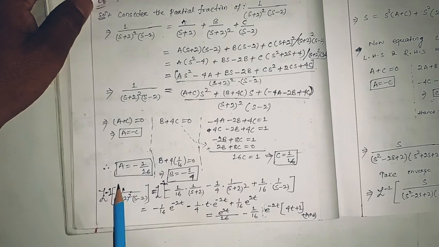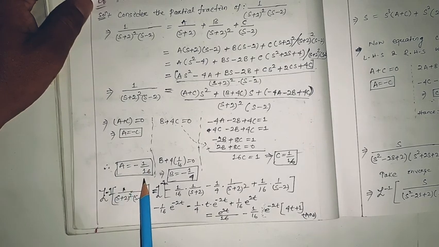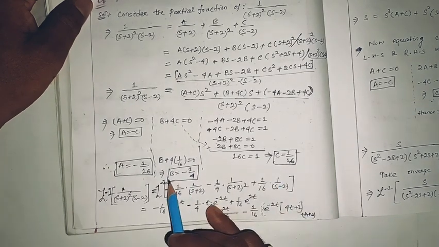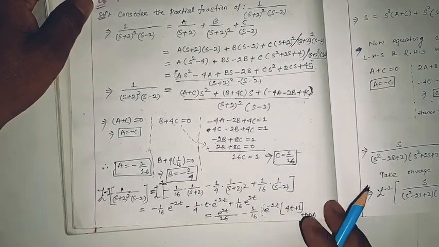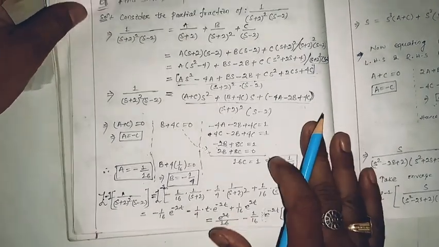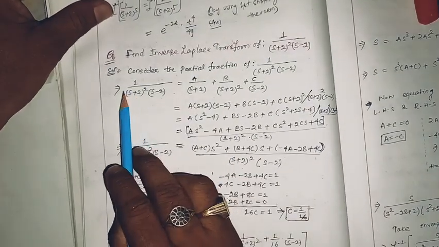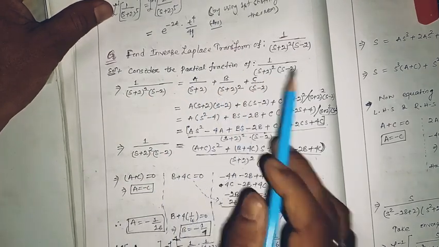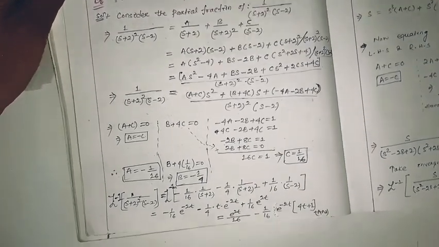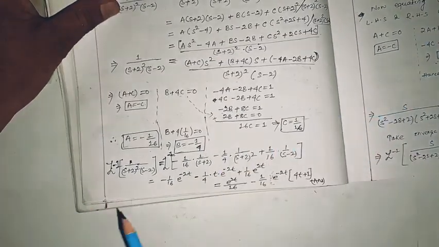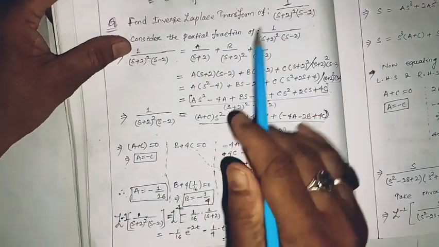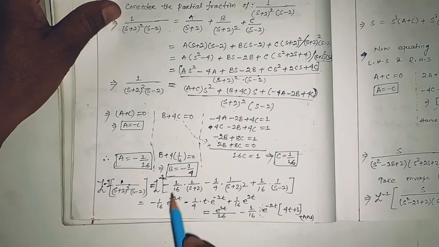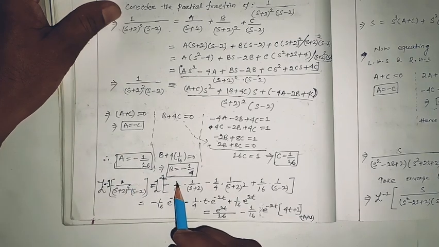As a equal to minus c, a will be minus 1 by 16. And b, putting c equal to 1 by 16, we find b will be minus 1 by 4. Now we are going to consider the inverse Laplace transform by substituting the values of a, b, and c. Here we put a as minus 1 by 16.